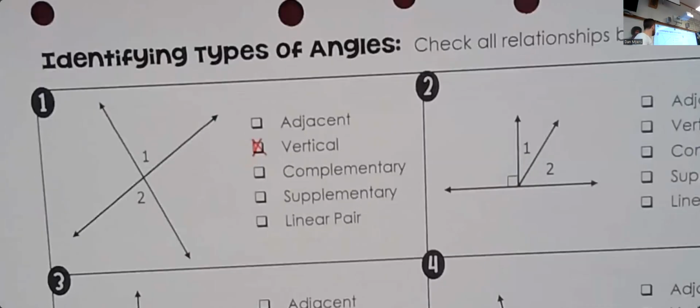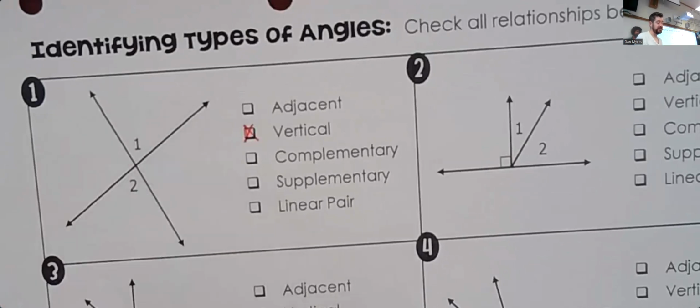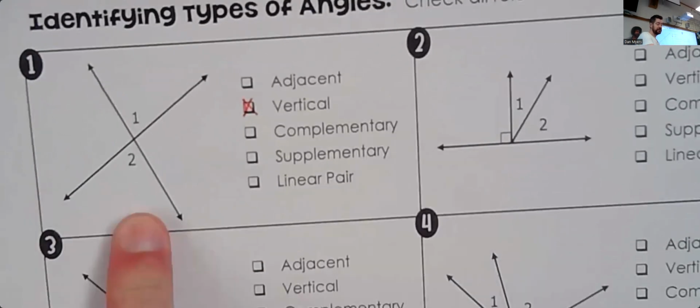All right, so if angles 1 and 2 were directly next to each other here, they would form a straight line. Therefore, they would be supplementary and a linear pair, because linear pairs are right next to each other and they form a straight line, but it's not those. So the only thing we can check for diagram 1 is vertical angles.